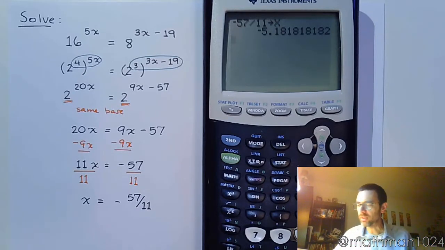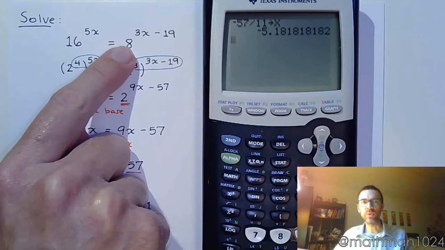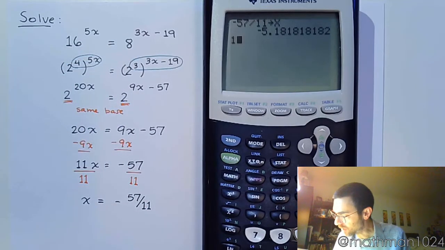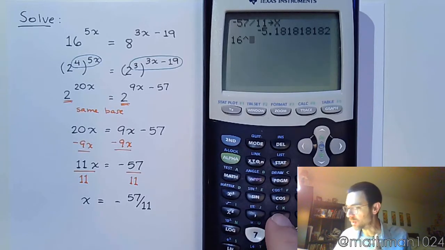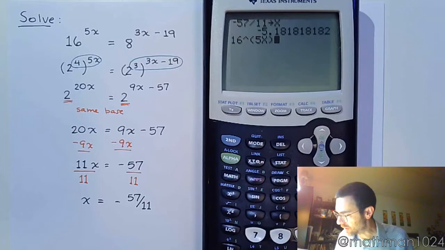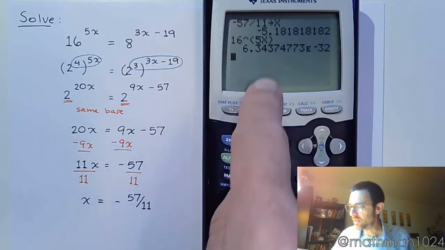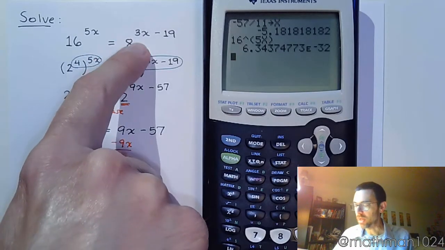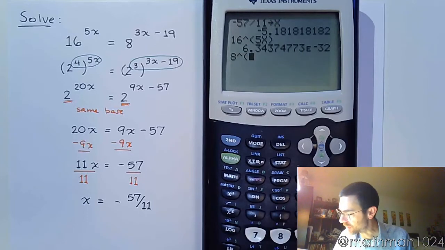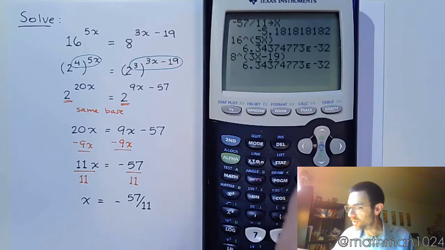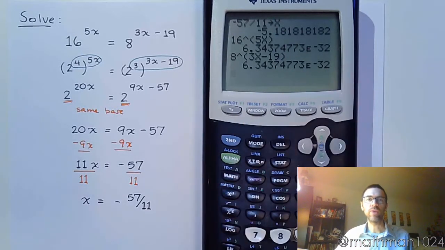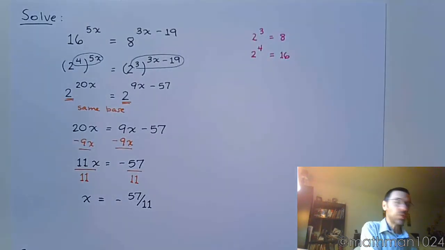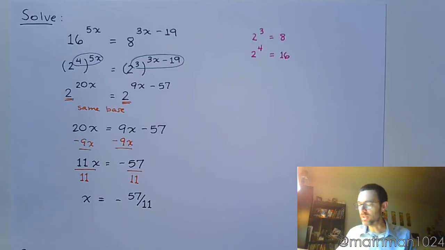Now let's see if both the left side and the right side will give us the same value when I type them out. So 16 raised to the, make sure you use parentheses here, 5x, and I get a crazy small number, 6.3 times 10 to the negative 32nd. Okay, let's do the same thing over here. Let's do 8 raised to the parentheses 3x minus 19. And you see that I get the exact same value. So we know that negative 57 over 11 is correct. So it's a nice, simple way to check. You store it into x, and then you type in each side of the equation to see if you get the same value.